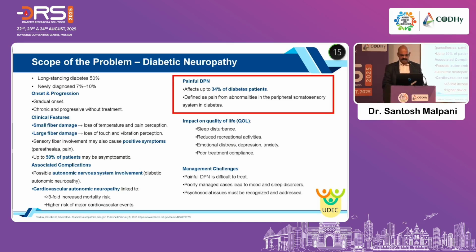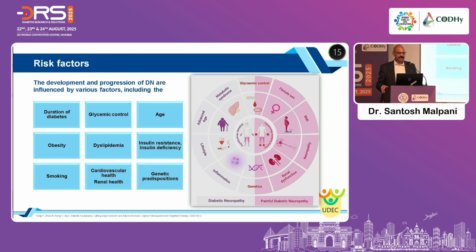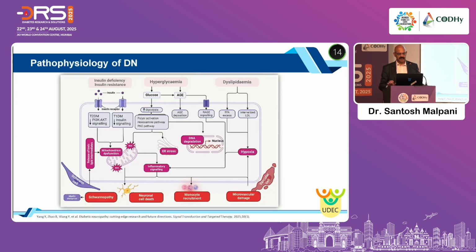These symptoms are very typical as far as the peripheral neuropathy is concerned, but there are certain risk factors which can be avoided by giving proper treatment. Duration of diabetes, glycemic control, age, obesity, dyslipidemia, insulin resistance or insulin deficiency can lead to faulty signaling to the intracellular milieu, that can also lead to the progression of peripheral neuropathy, and in particular smoking and renal health. These are the two important things. Along with that, genetic predisposition, and importantly for the painful diabetic neuropathy, vitamin D levels are also important, along with the vitamin B12 levels. So this is in a nutshell the pathophysiology.